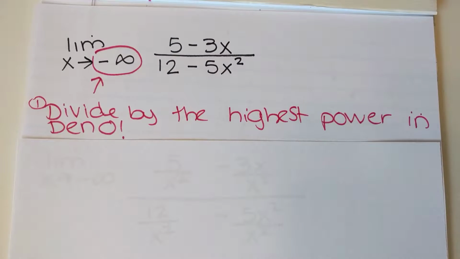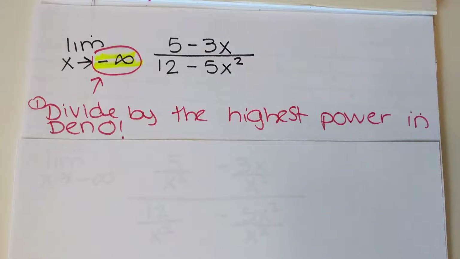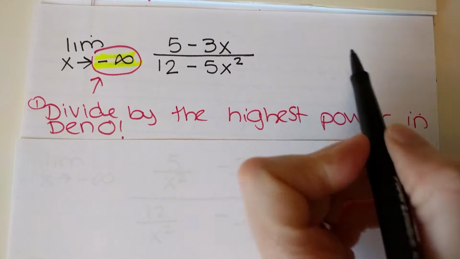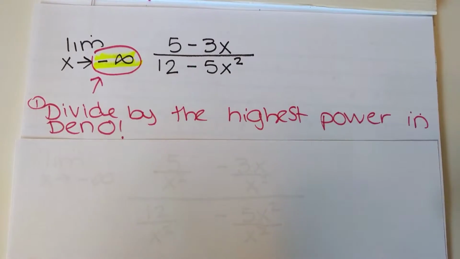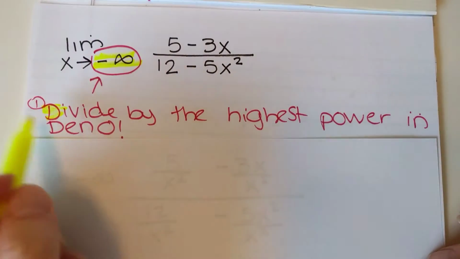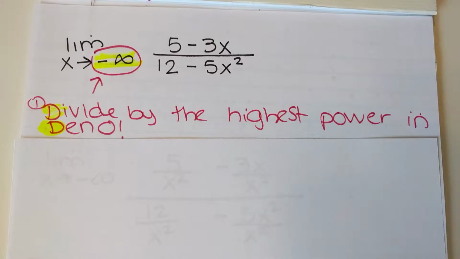So the first thing to observe is that you're looking at the limit as x goes to negative infinity. So it's not just a finite number that you can just plug in and be done with it. Instead, when we have a limit as x goes to either positive or negative infinity, we divide by the highest power in the denominator. That is to put everybody on the same playing field so that we can figure out who is going to dominate as we go out towards negative infinity.